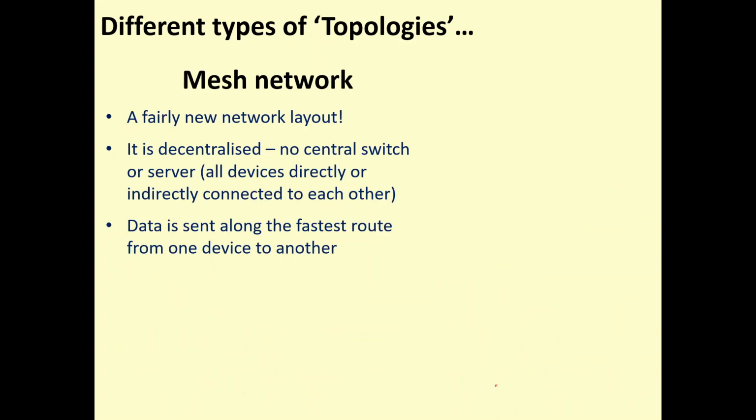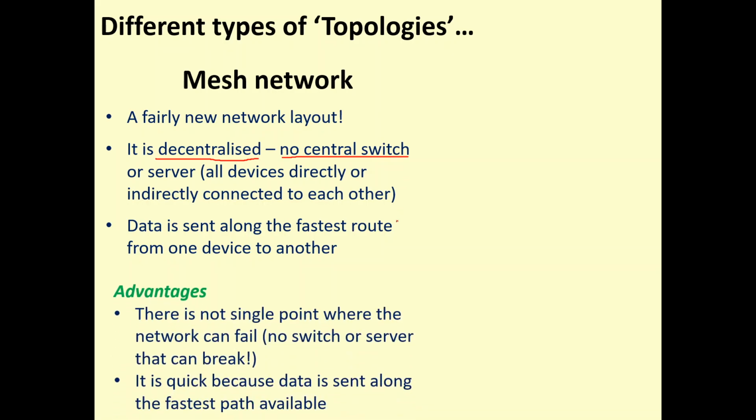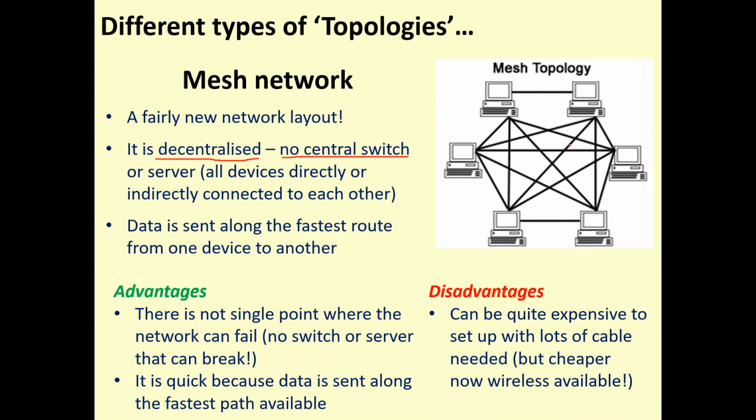Mesh. What's different about a mesh? Well, in a mesh network, it is decentralized. That means there is no central switch or server. There is no central point in the middle. There's no center point where it can fail or break.